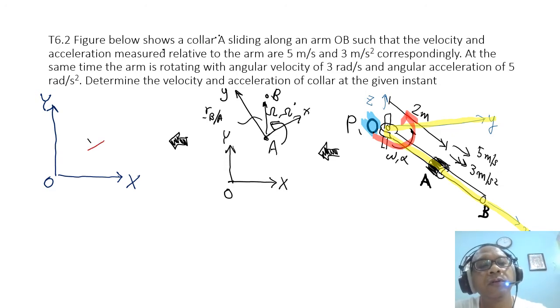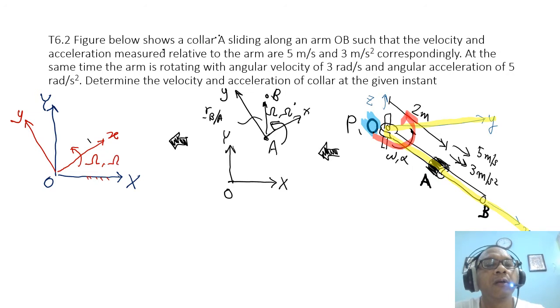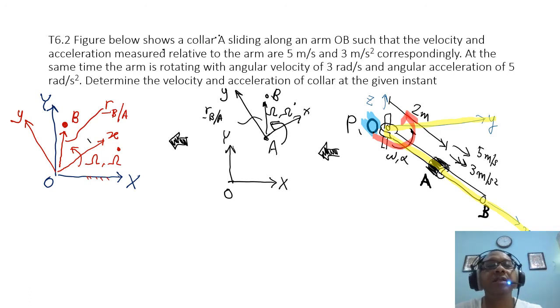So you've got your X and Y. Whereas the XY axis is fixed, this one is moving. Omega and omega dot. And where is B? B is here. And this you can write as vector position B relative to A. Where is A? A is coincident with O. So the red one belongs to the rotating axis.